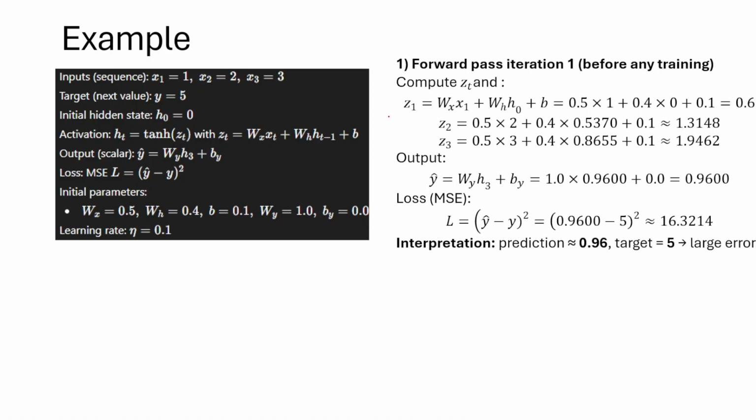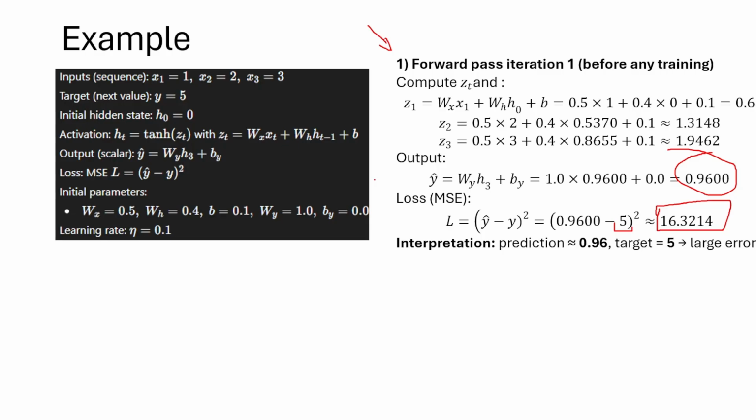So the first forward pass, before doing any training, we will compute the first hidden layer. Let's say it's the weights multiplied by the input plus the weight multiplied by the previous hidden layer plus the bias, and we'll do that for each step until we get this output, 0.96, and then we calculate the loss. We see that it's 16.32. So we have a large error because the target was 5.